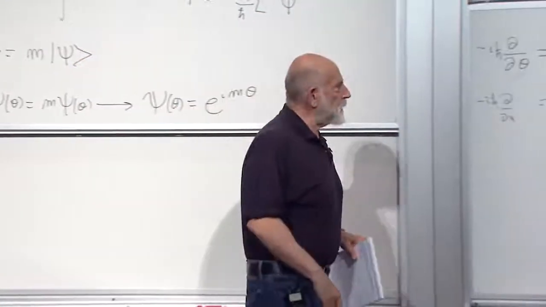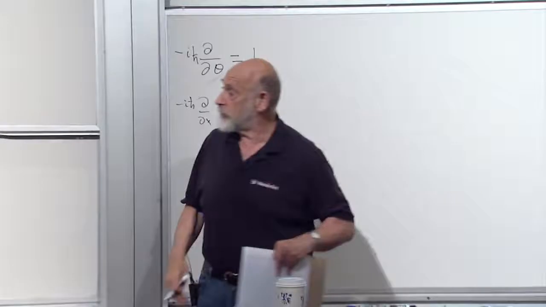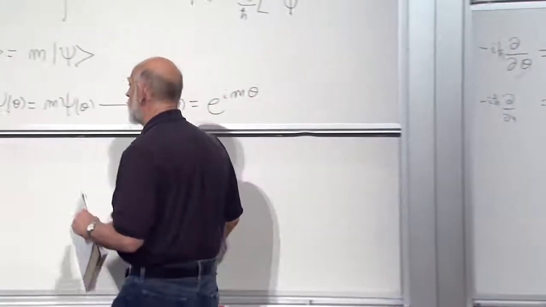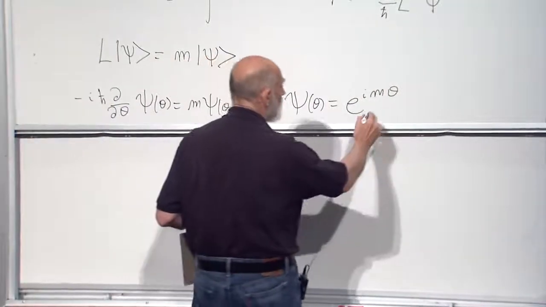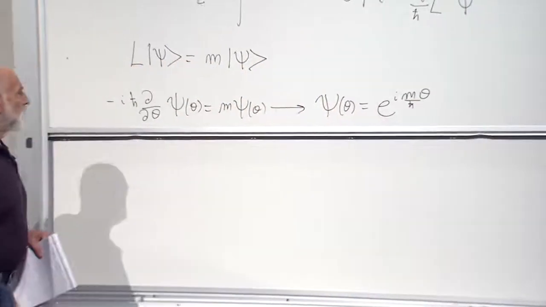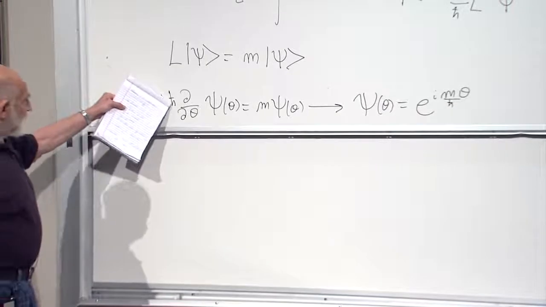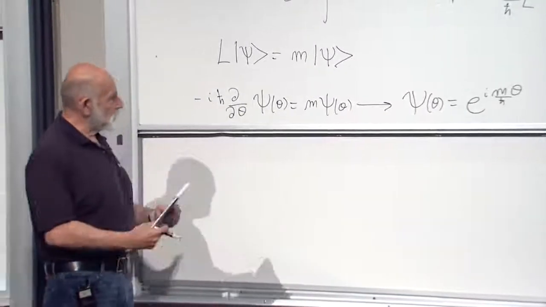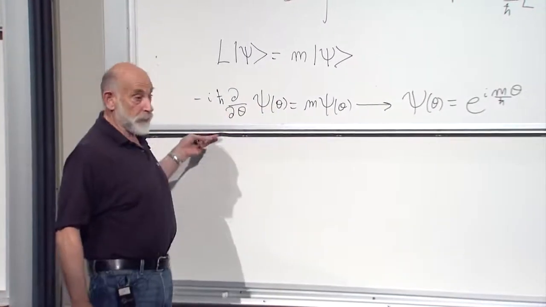Very similar to the case of ordinary momentum. Oops, what do I have missing here? I'm missing the h bar. The h bar would go downstairs here. Because if you divide by h bar, you see the thing that comes in is m over h bar.